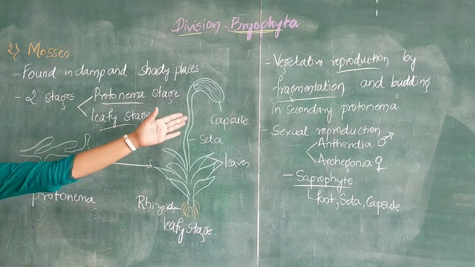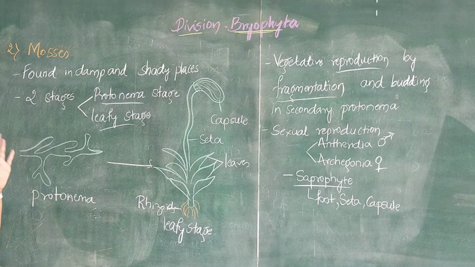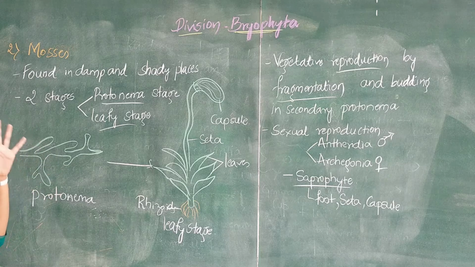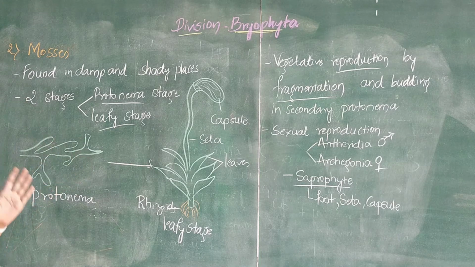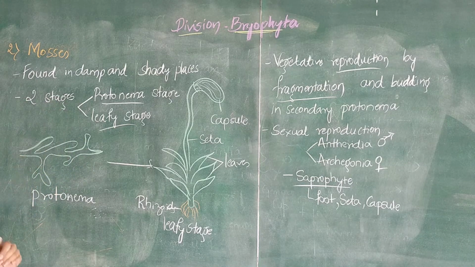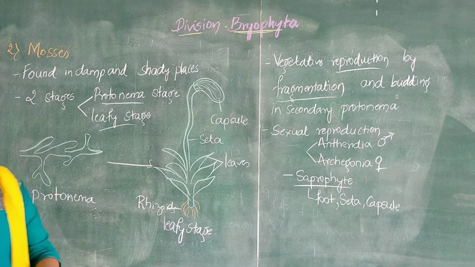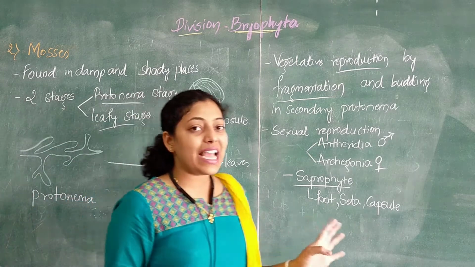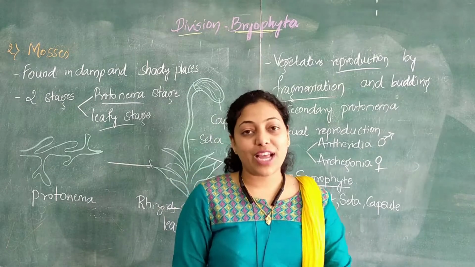I'll just show the life cycle of mosses. You can have your view on it. Here you can observe how the foot, seta and capsule are formed and how a new plant is formed. So this is the end of division Bryophyta.